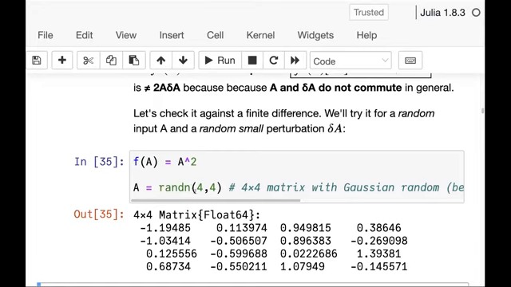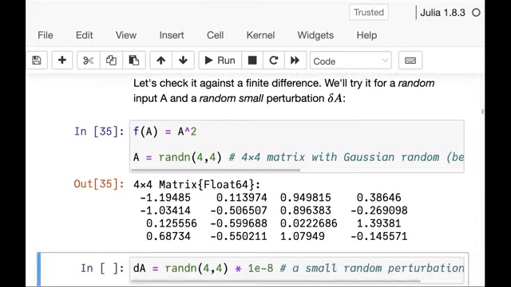Rand-n is Gaussian random numbers. They can be plus or minus. They're kind of bell curve distributed. So some of them are positive, some of them are negative, but they're all of order 1.